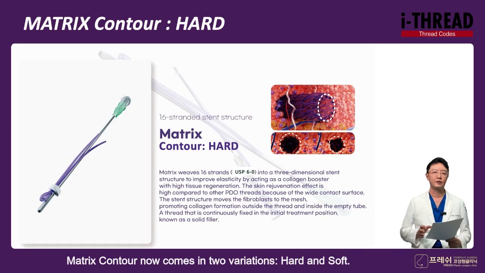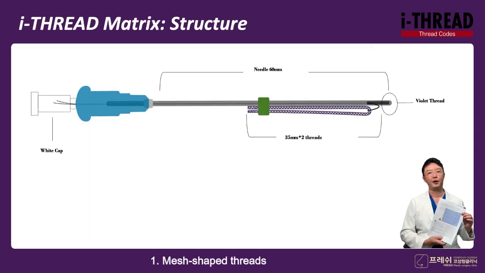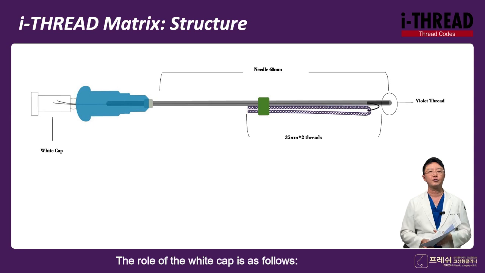Matrix contour now comes in two variations, hard and soft. Matrix consists of the following components. First, mesh-shaped threads. Second, L cannula. Third, white cap. The role of the white cap is as follows.